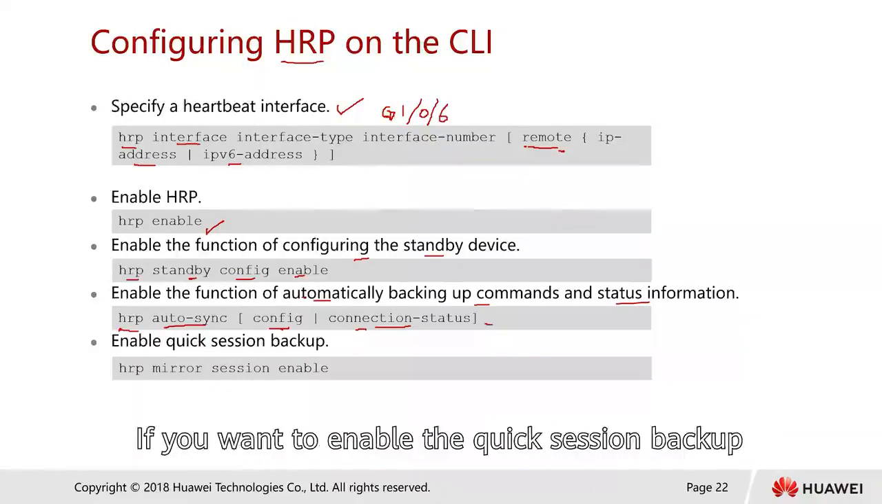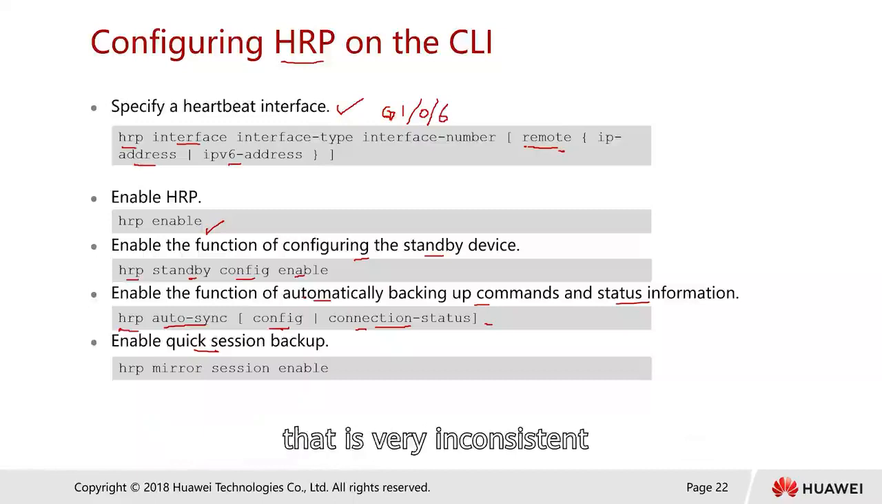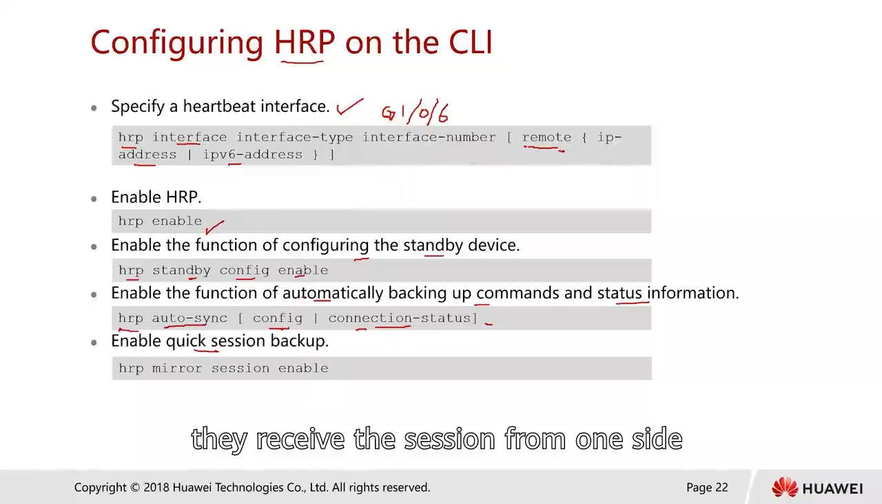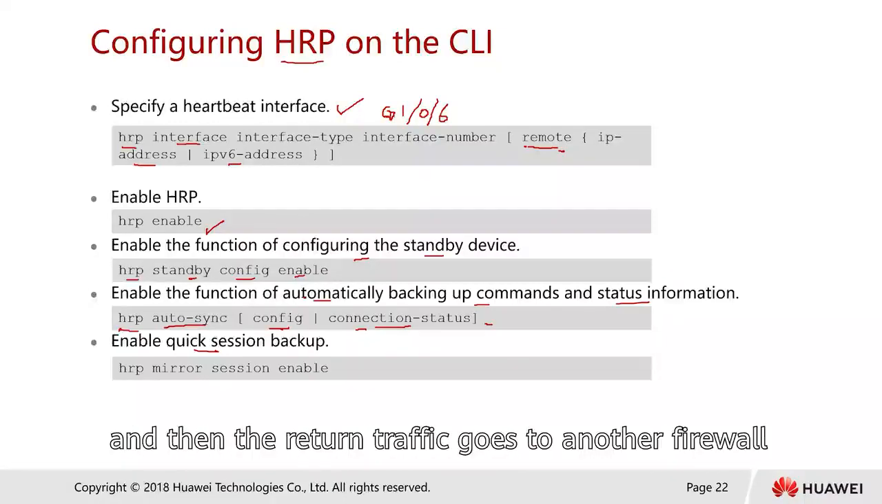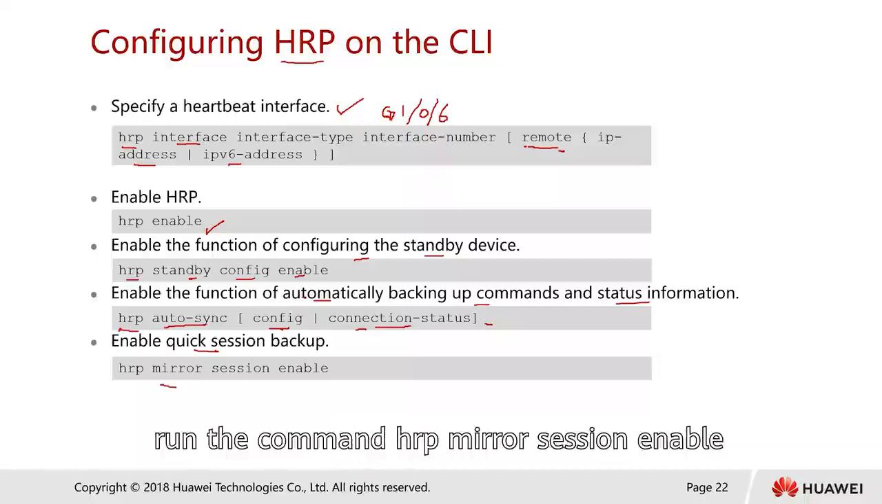Okay, and if you want to enable the quick session backup, now remember, quick sessions are those sessions which are very inconsistent. Like for example UDP, where they receive the session from one side and the return traffic goes to another firewall. So here we can run the command HRP mirror session enable.